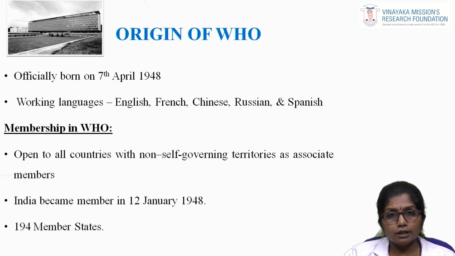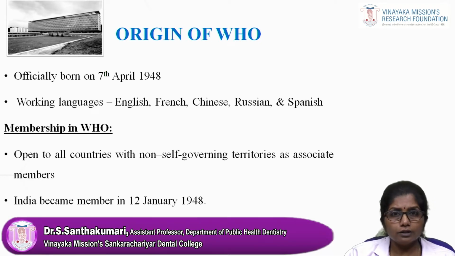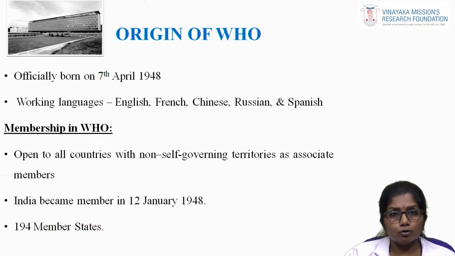Actually, it was originated when diplomats met to form the United Nations in 1945 after World War II. One of the things they discussed was setting up a global health organization. Thus, they made a constitution on 7th April 1948. Currently, the WHO has 194 member states.